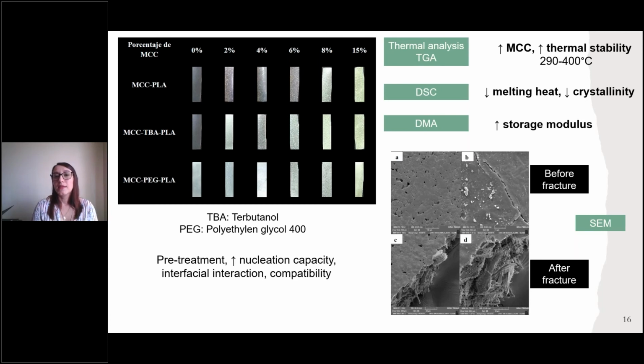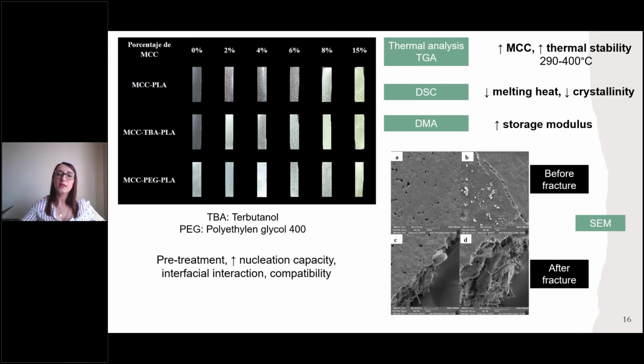Also, by DSC, it was shown that the melting heat decreases and the crystallinity decreases. And from DMA analysis, the dynamical mechanical analysis, the storage modulus increases.